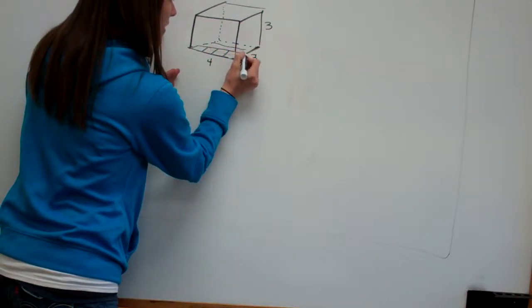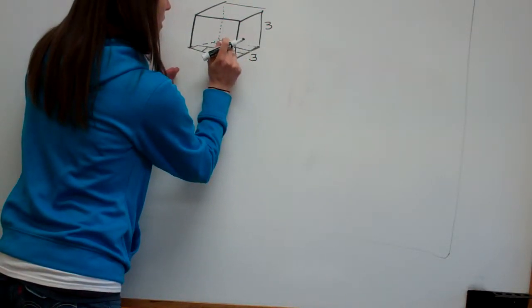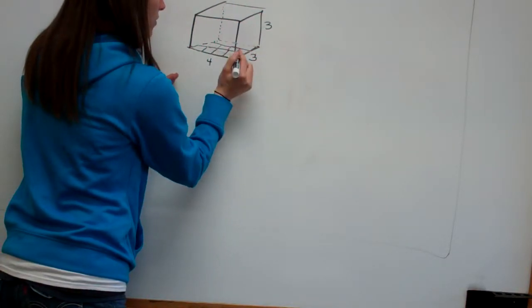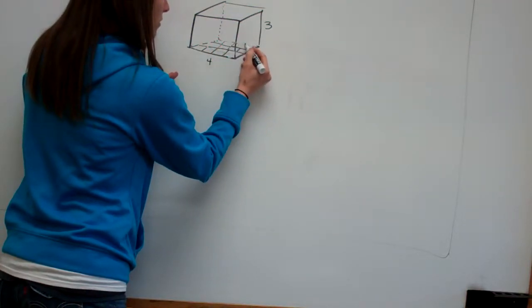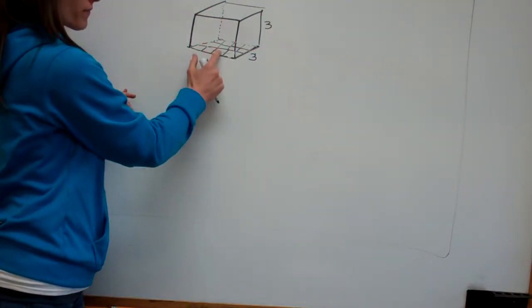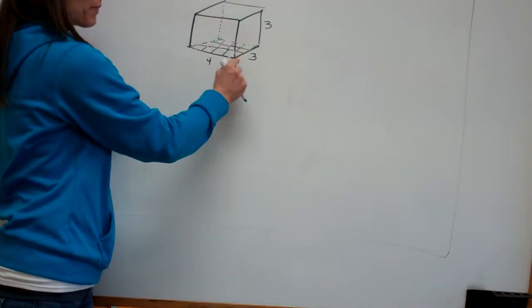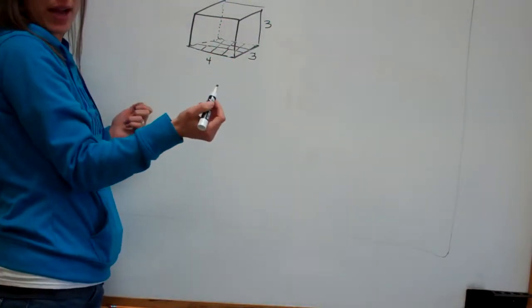Okay, I hope everybody can see what I'm doing. And then in each of these rows, I have 1, 2, 3, 4. Okay, so I have 4 in a row, 3 rows, 1, 2, 3. So how many squares do I have so far? 12. Okay, so all I've done is basically found my area.